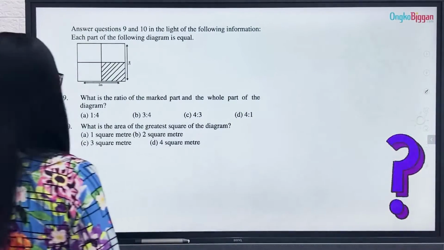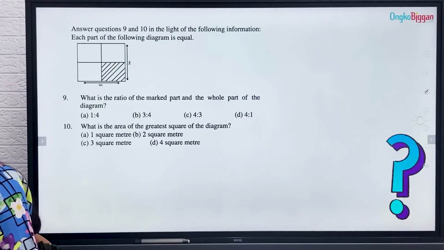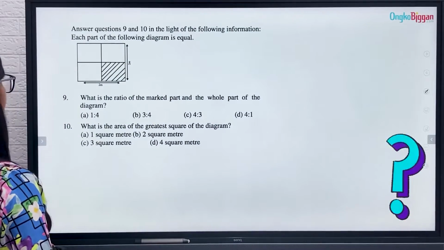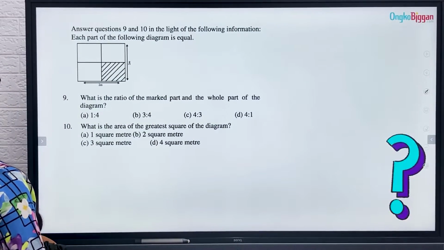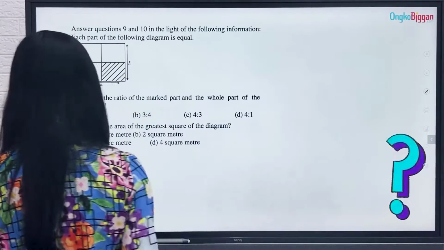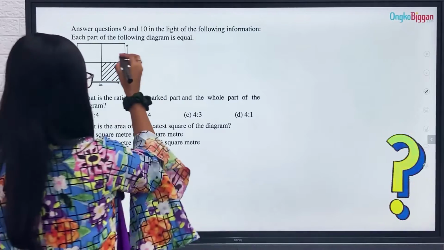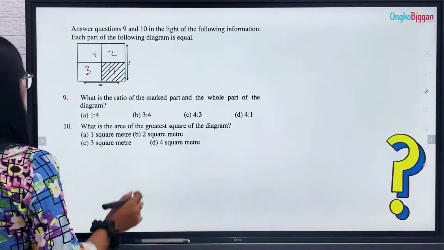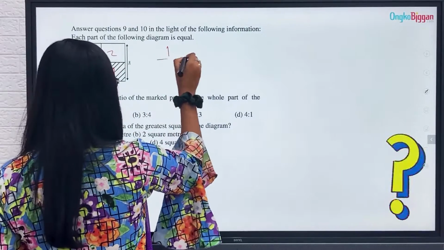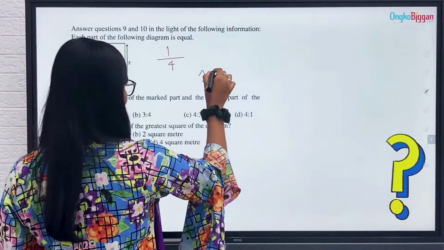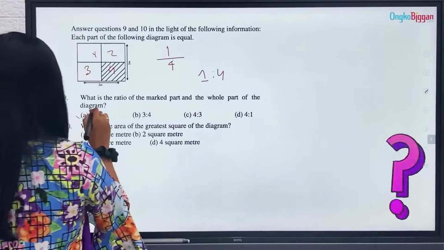So now we have a figure. Answer questions 9 and 10 in the light of the following information. Each part of the following diagram is equal. What is the ratio of the marked part and the whole part of the diagram? So here we have our section of 4. It's basically 4 parts, and the marked part is 1 of the total 4. So if you make the ratio, it will be 1:4. It's very simple. So it will be 9A.